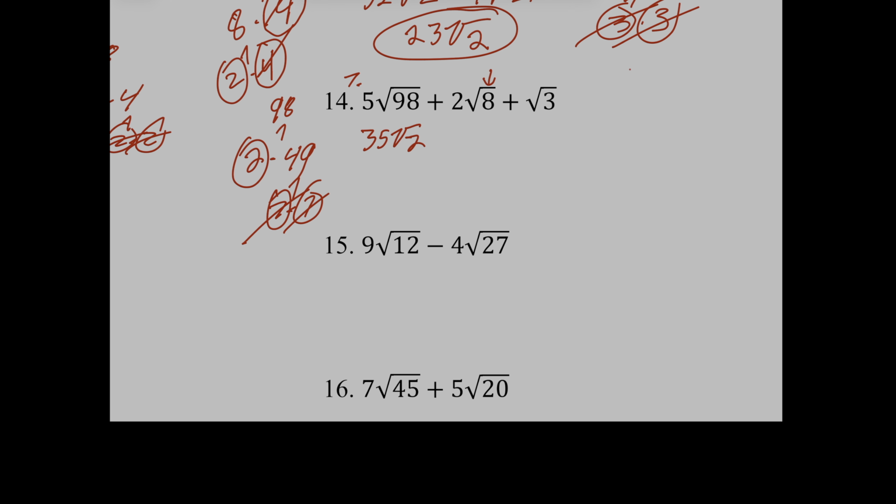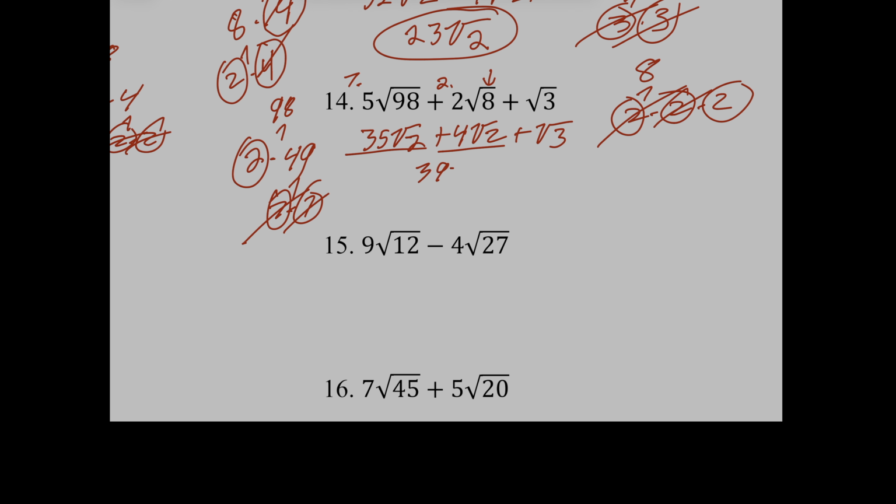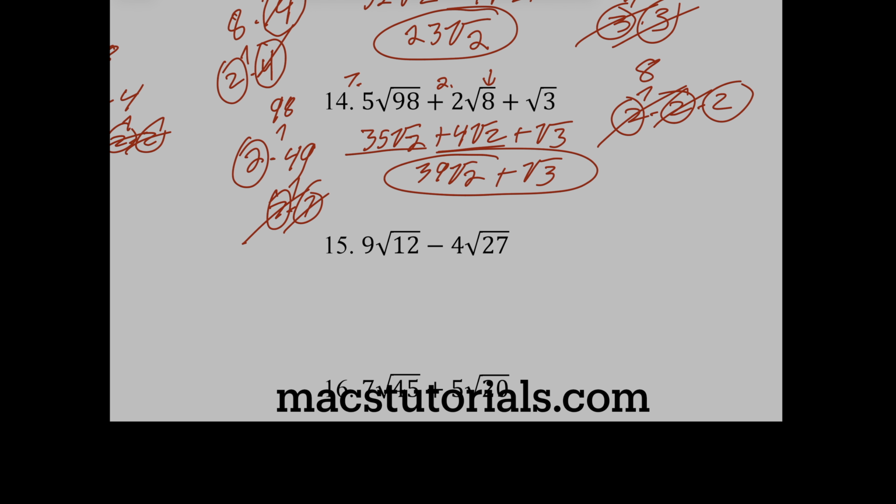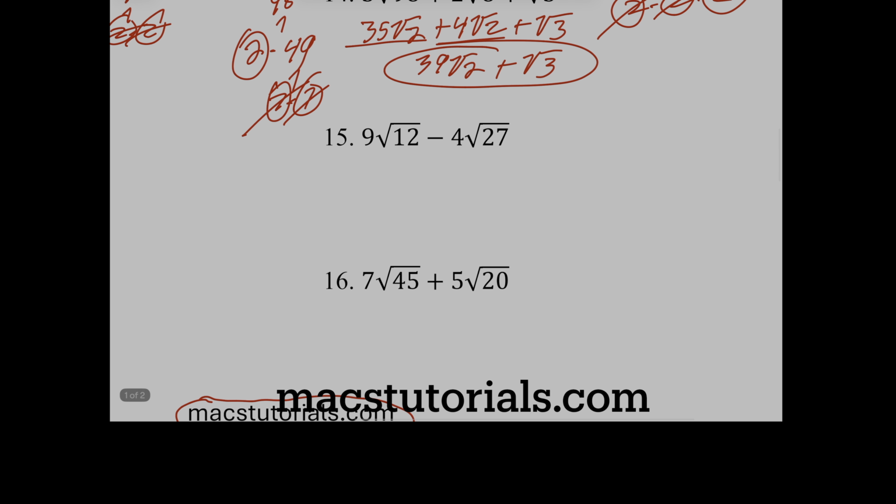Cool. Remember, the 8 is just 2, 2, 2, or 2 root 2. But I'm going to pull the 2 out so it can match with that one, and that's going to be a 4 root 2. And over here, it's just going to be a root 3. So 39 root 2 plus root 3. I cannot combine those because they are not the same. That's like 39x plus 3y, or 39x plus y, sorry.